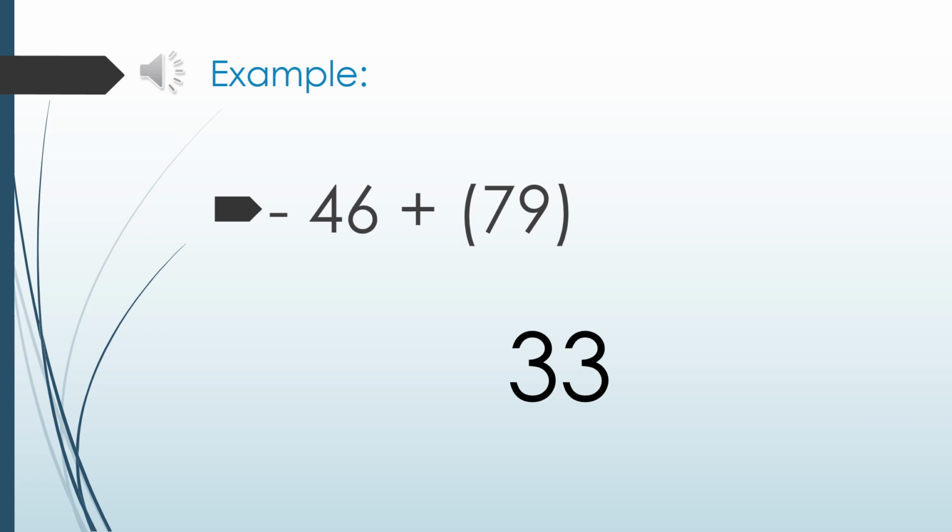Let's go over one more problem of adding integers. In this case, they have different signs and you're going to subtract. 79 minus 46 gives me 33, but it's going to be positive because 79 is bigger than 46.